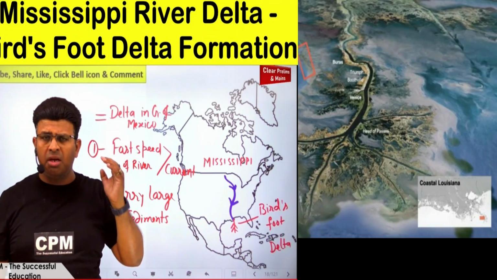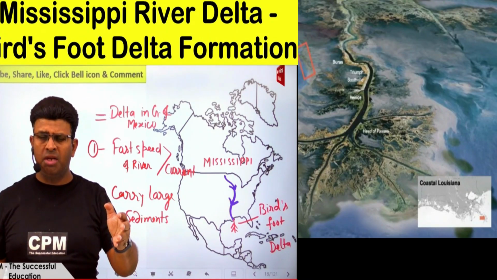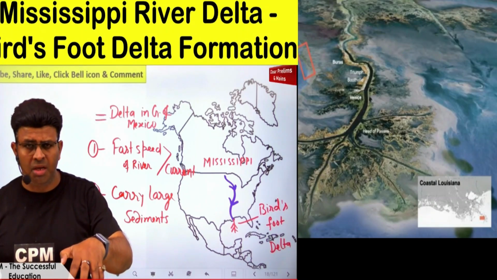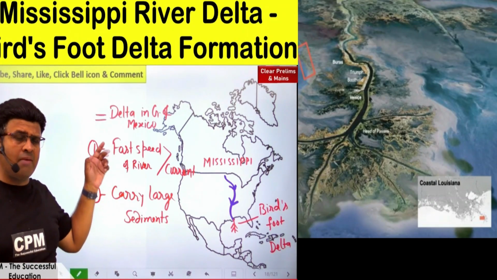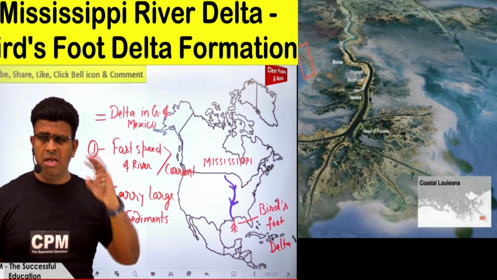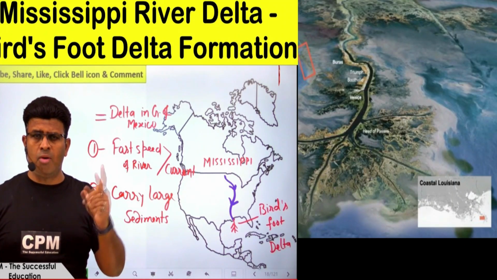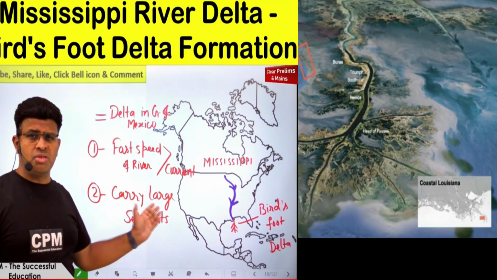Because when the river brings lots of sediments, then they can deposit in the nearby coastal ocean water, and the river speed should be faster than the ocean current speed. In such two conditions, delta can be formed like this, Bird's Foot Delta. Speed of the river is greater and the more sediments they are bringing.